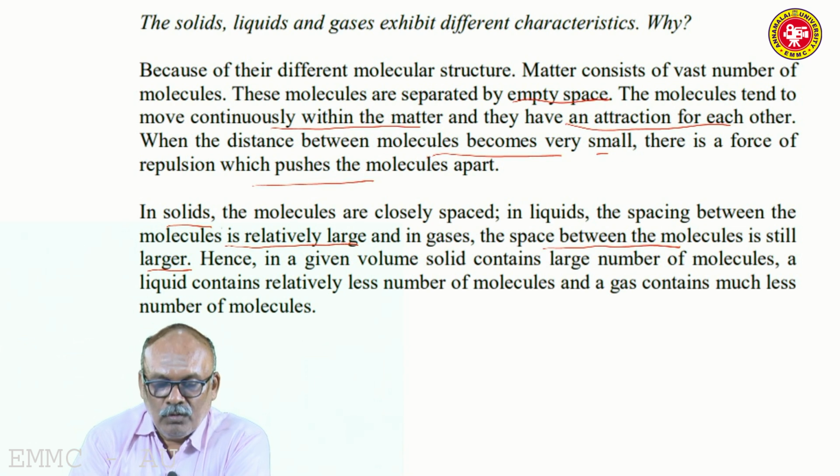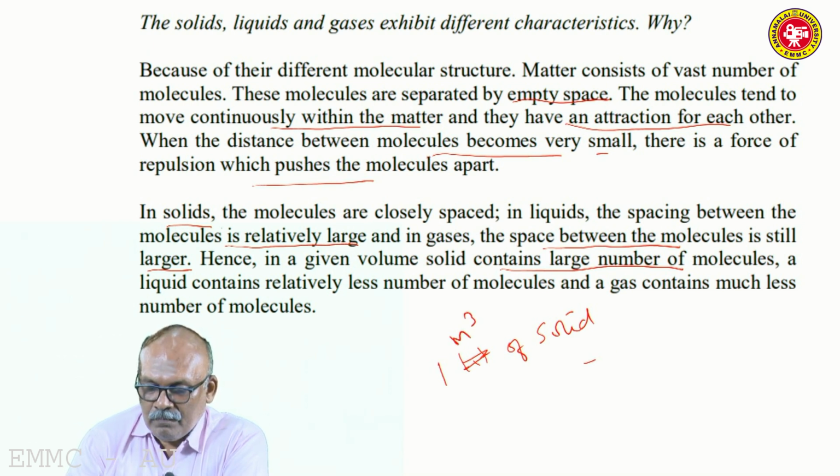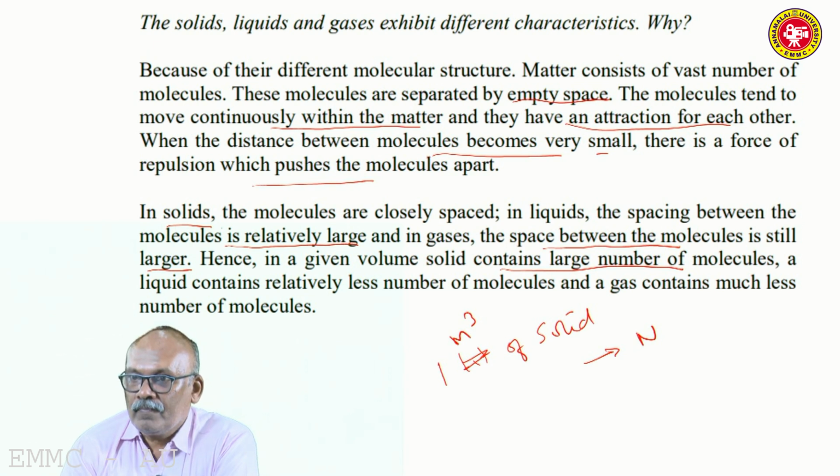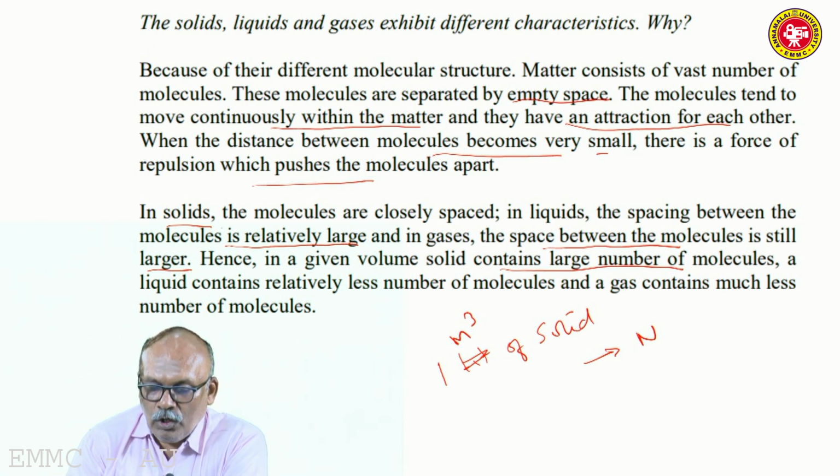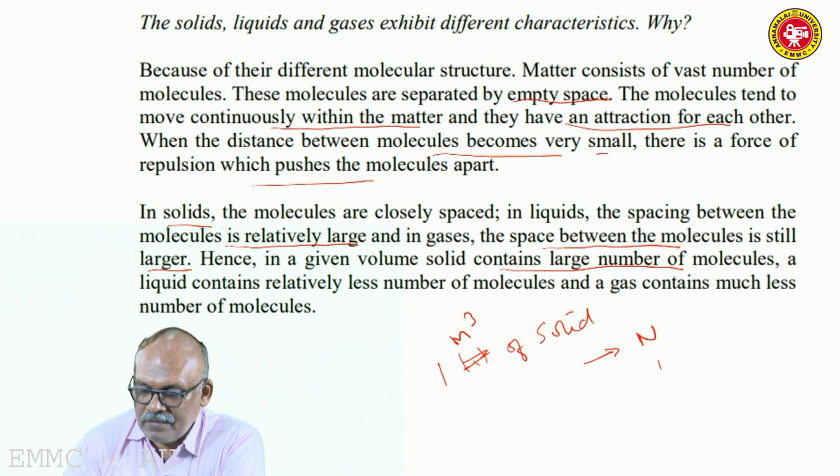So therefore, if you take a given volume of solid, it contains a larger number of molecules. Say for example, if you take 1 meter cube of solid, say it has some n number of molecules. Now for the same volume, that is 1 meter cube of liquid, the number of molecules will be relatively less, say it will be less than n, say n1.